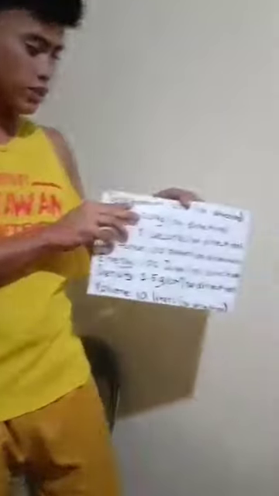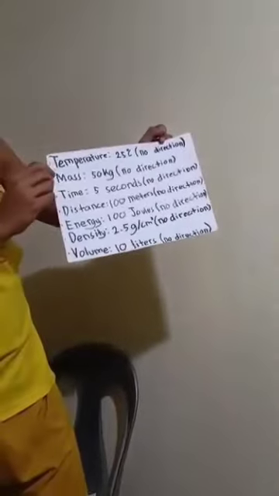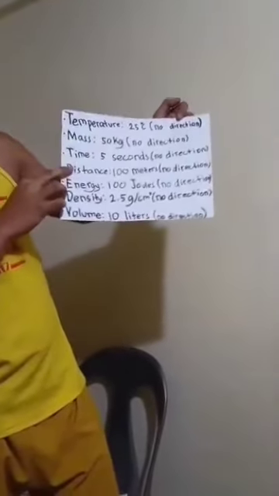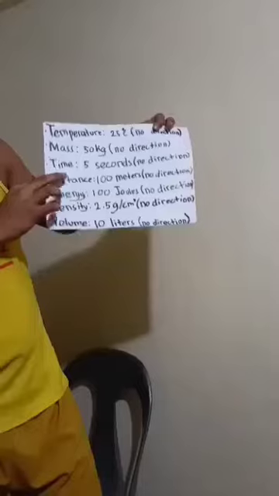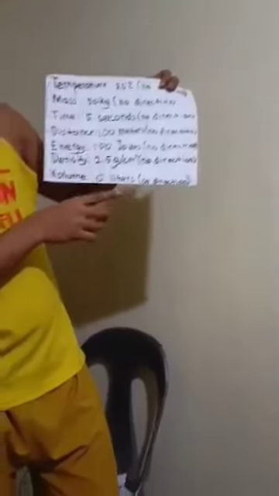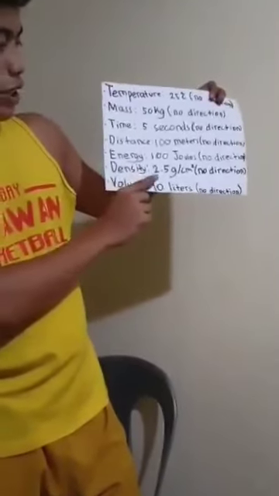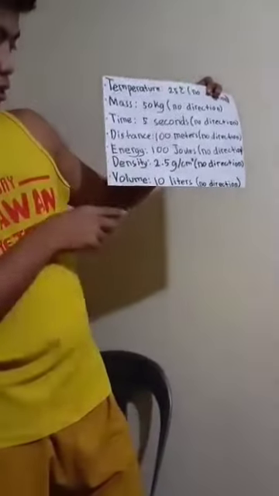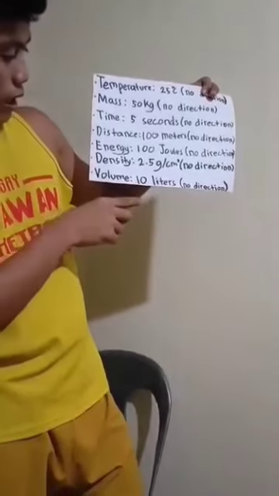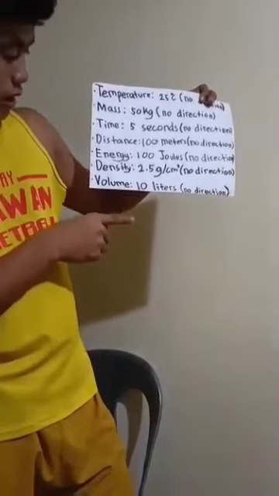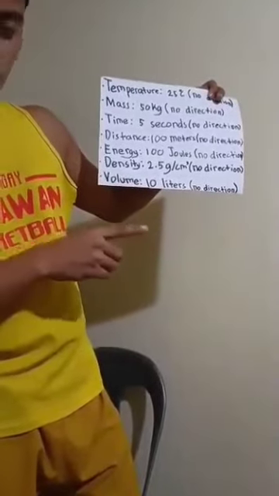So like temperature has 25 Celsius without directions, and the mass with 50 kilograms without directions. The time, we have 5 seconds with no directions. The distance, we have 100 meters with no directions. And the energy, we have 100 joules with no directions. And the density, we have 2.5 grams per cubic centimeter with no directions. And the volume, we have 10 liters with no directions.